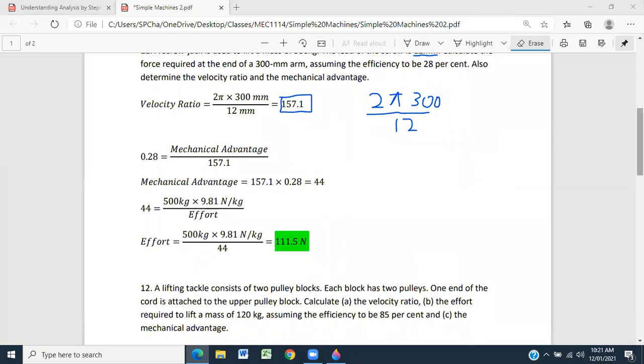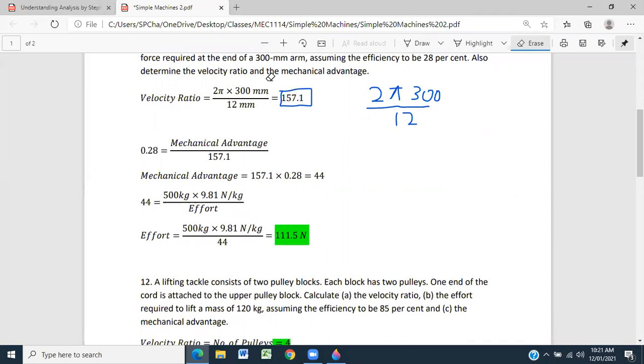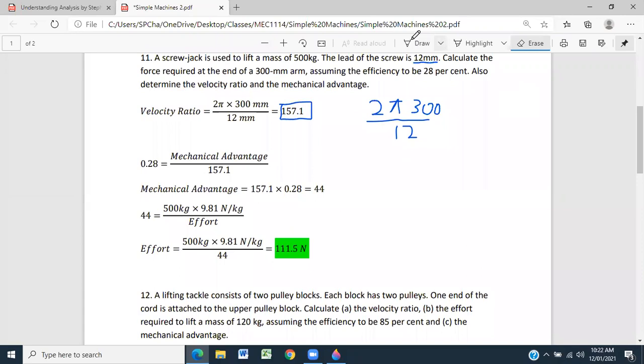Okay, good. So with that velocity ratio and with the efficiency that was given to us as 28%, or 0.28 per unit, we get efficiency is equal to mechanical advantage divided by the velocity ratio we just found. Again, transposing, solving for mechanical advantage, we get the mechanical advantage is equal to 157.1 times 0.28, which is equal to 44. So this is our mechanical advantage.